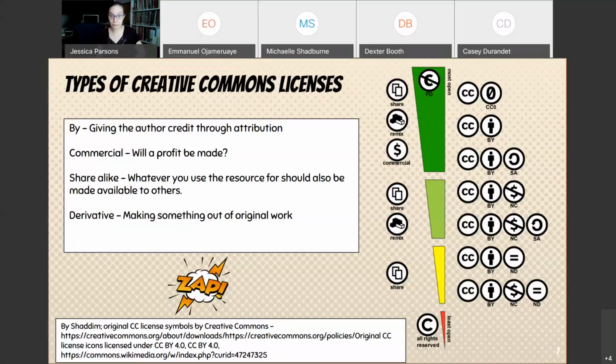That simply means that the creator wants to make sure that their resource is never going to get locked behind a paywall, or somebody is going to take it and make something out of it that won't continue to grow the community.